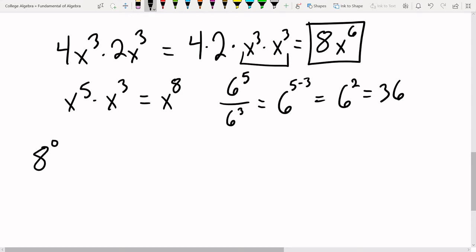8 to the 0 power, well, that we know is 1. Anything to the 0 power equals 1.